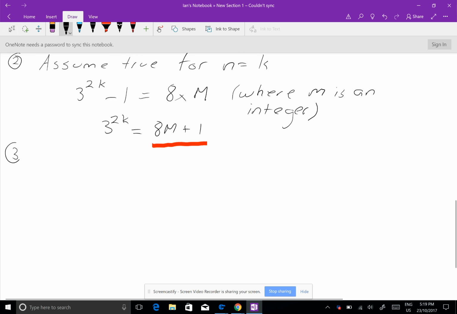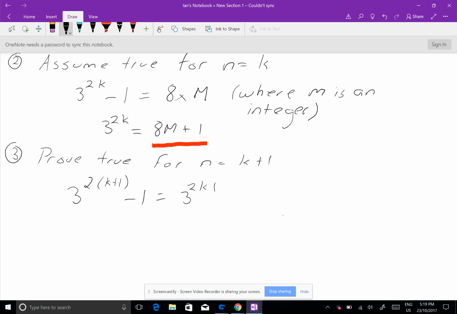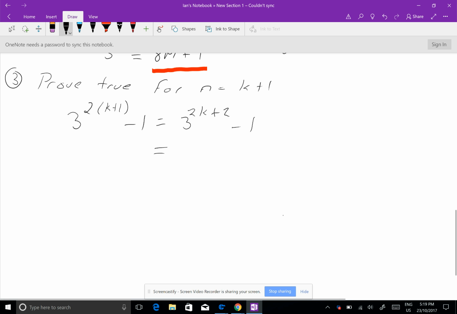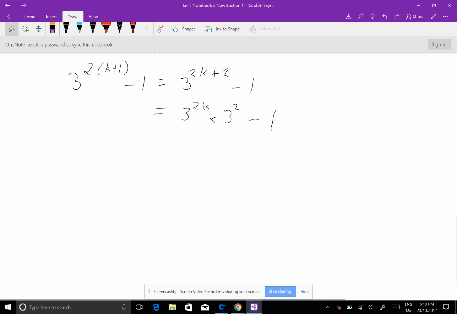Number 3. Prove true for n equals k plus 1. Well, we've got 3 to the 2 bracket k plus 1 minus 1. Well, that equals 3 to the 2k plus 2 minus 1, which equals, now you've got to know your indice laws, 3 to the 2k times 3 to the 2 minus 1.